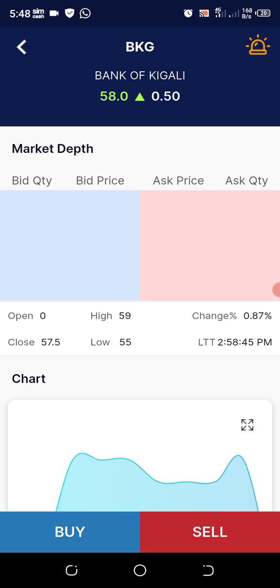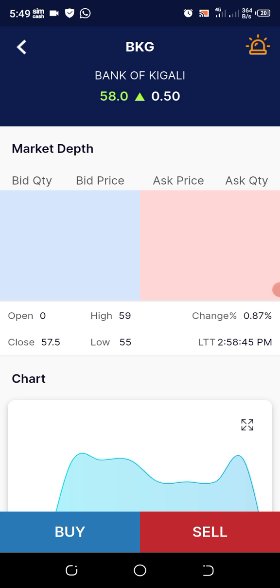Then you can see we have two columns: the bid column and the ask column. The bid column is for people who are asking to buy these shares. So if you place a limit order to buy these shares, your order is going to appear on the bid side. The ask side is for the people who are selling their shares. If at any point you sell those shares that you have bought, then you place a limit order or a sell order, and your order is going to appear on the ask side.